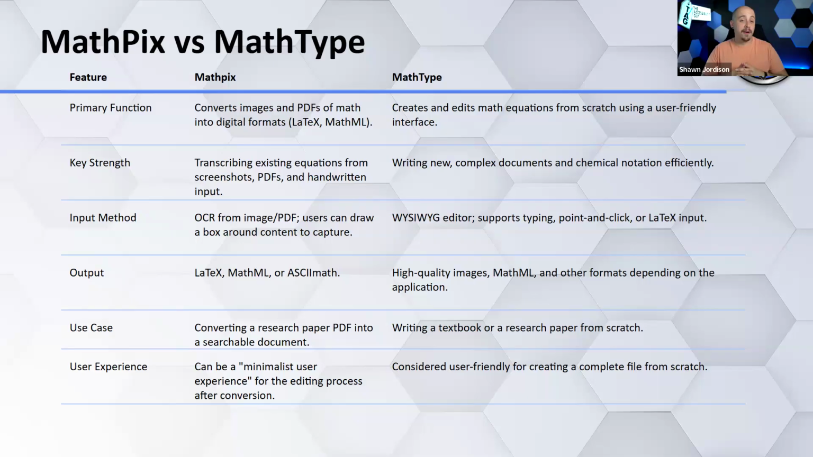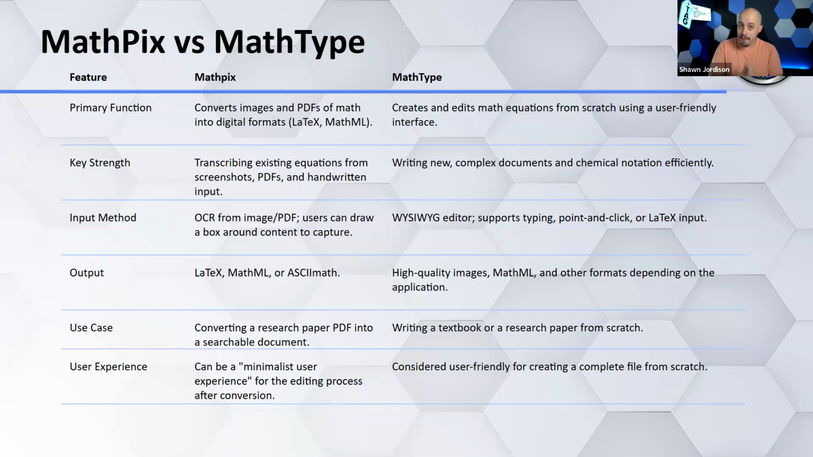The input method for MathPix is OCR from image or PDF. Users can draw a box around content to capture. The input method for MathType is a WYSIWYG editor. It supports typing, pointing and clicking, or LaTeX input. The output for MathPix includes LaTeX, MathML, or ASCII math. And the output for MathType includes high-quality images, MathML, and other formats depending on the application.